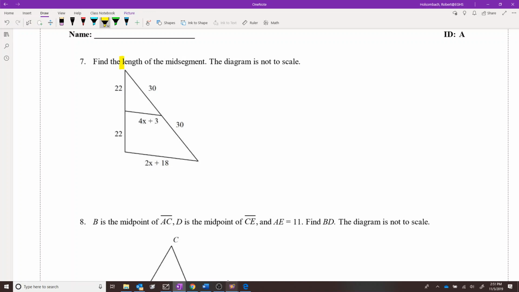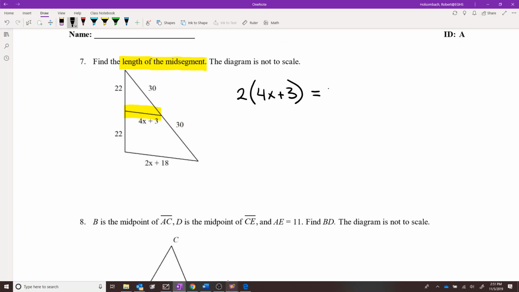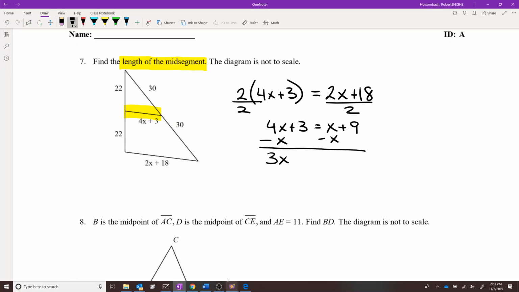Number 7 asked you to find the length of the mid-segment. Length of the mid-segment right there. So, as we've said multiple times, 2 of the mid-segments are equal to the third side. So in this case, your simplest first step is to divide by 2, which makes your 4x plus 3 equal to 2x divided by 2 is x, and 18 divided by 2 is 9. Now you can subtract x from each side. So your 3x plus 3 is equal to 9. Subtract 3 from each side.